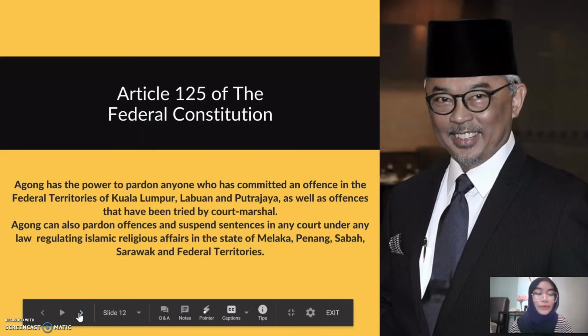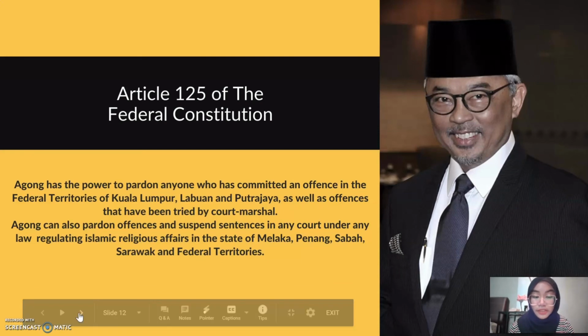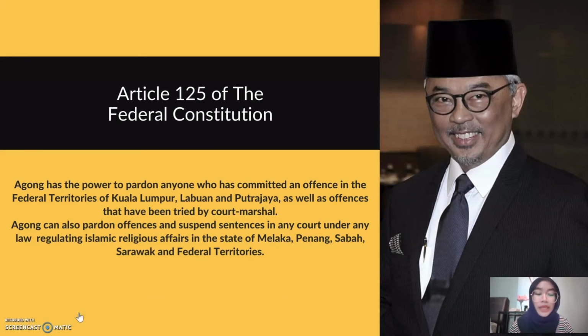Okay, lastly, we have Article 42 of the Federal Constitution, where the YDPA shall have the power to pardon anyone who has committed an offence in the Federal Territories of Kuala Lumpur, Labuan and also Putrajaya, as well as offences that have been tried in the Court Martial. Apart from that, the Agong can also pardon offences and suspend sentences in any court under any law regulating Islamic religious affairs in the states of Malacca, Penang, Sabah, Sarawak and the Federal Territories.